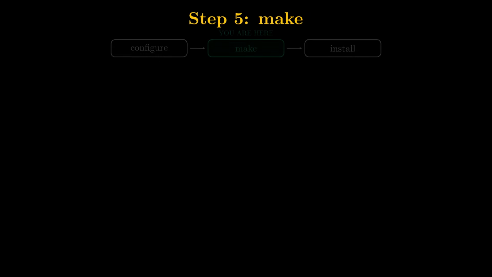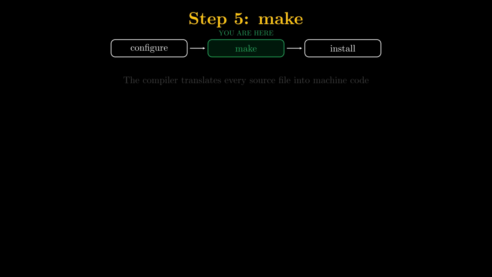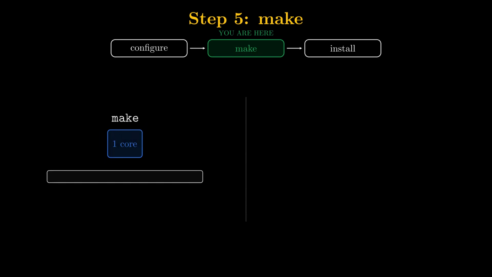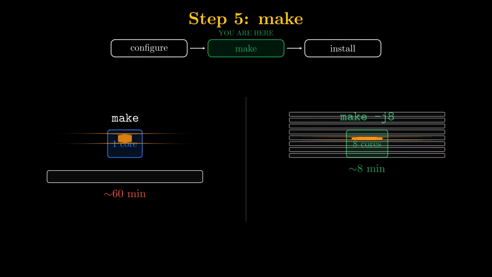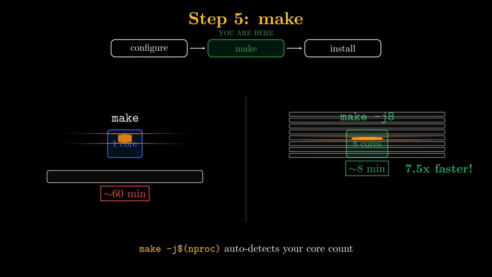Step 5, make. This is where compilation happens. The make command tells the compiler to translate every source file into machine code. On a single CPU core, this takes up to 60 minutes. To speed it up, add the -j flag with your core count. The command make -j with nproc in a subshell automatically detects how many cores you have. On an 8-core machine, build time drops from 60 minutes to roughly 8.